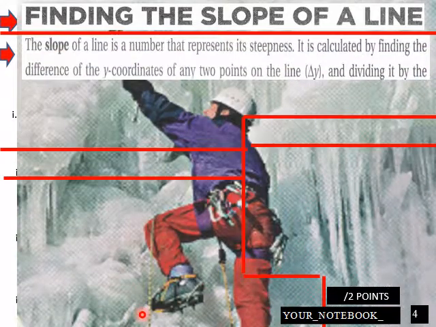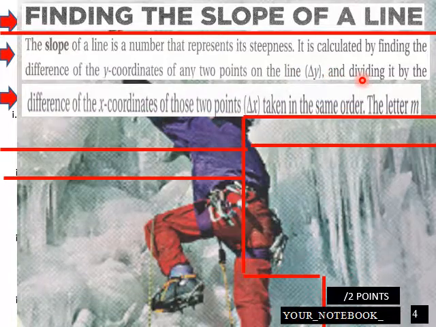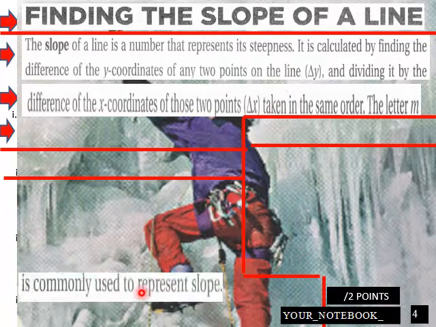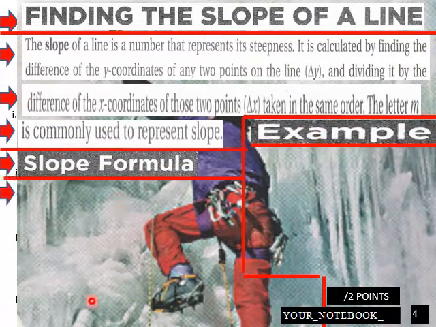So, finding the slope of a line. The slope of a line represents the steepness, calculated by finding the difference of y for any 2 points on the line, delta y, and dividing it by the difference of the x coordinates of those 2 points, delta x, taken in the same order. The letter m is commonly used to represent slope.